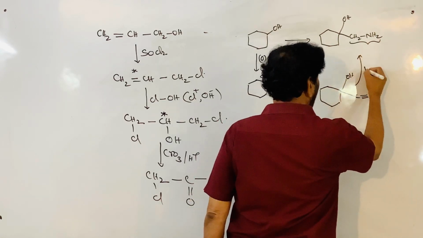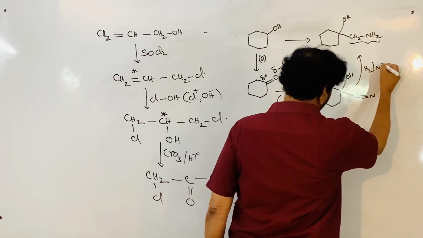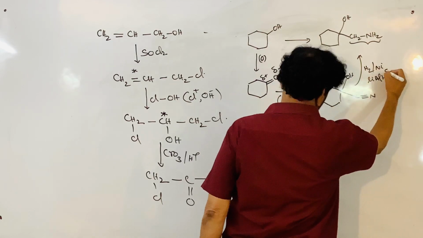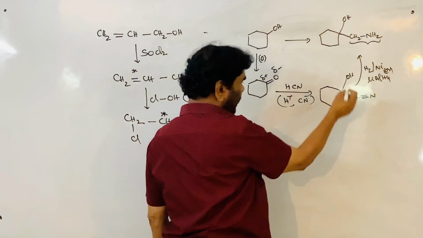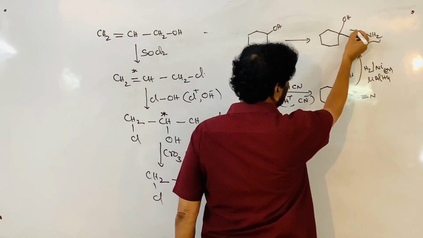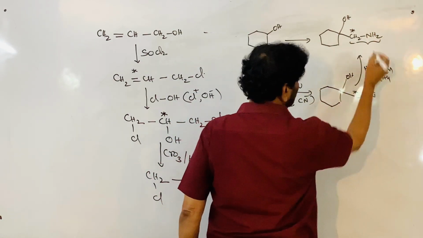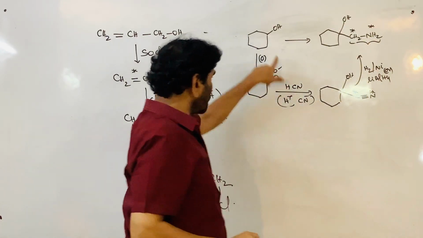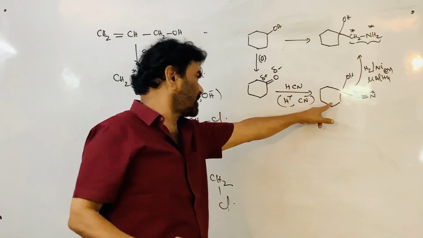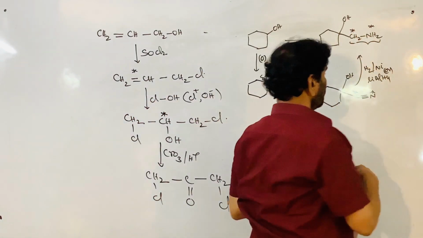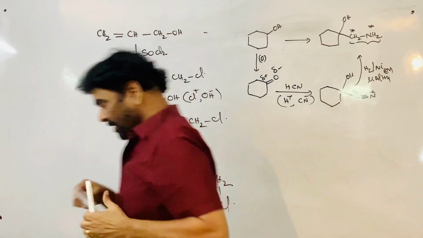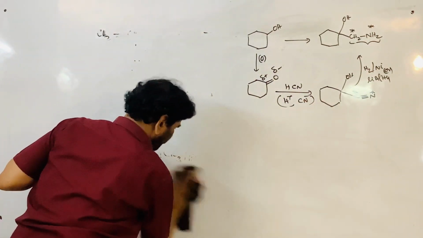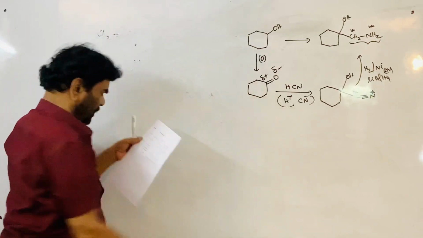This on hydrogen and nickel, or lithium aluminium hydride, this carbon is converted into CH2, and this nitrogen is converted into an amine group. We achieved the required product. First oxidation, followed by the HCN reaction, and then the third one is hydrogen in the presence of nickel. And the third conversion is a very simple conversion.